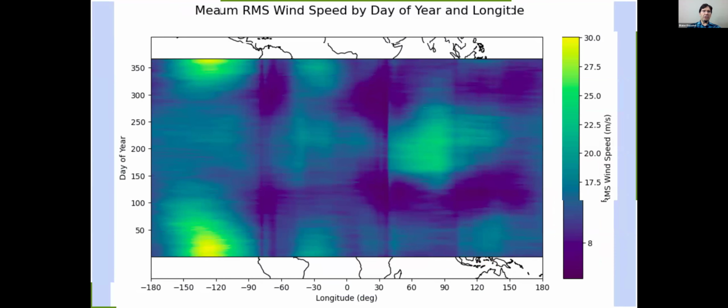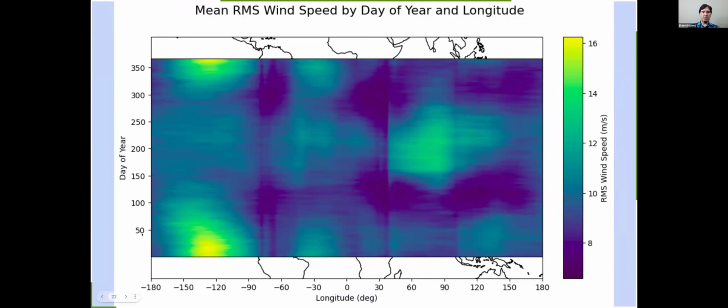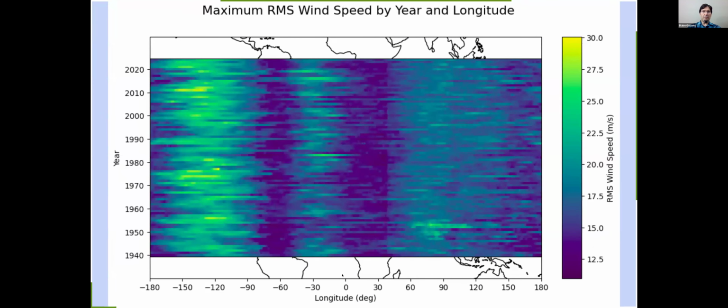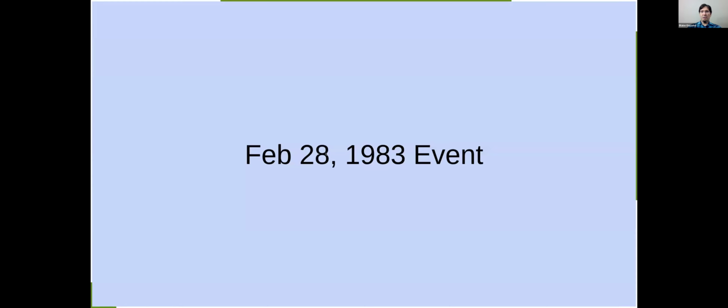There are other studies we can do. We can look at the seasonality of the wind. Pacific has more in the winter. Indian Ocean has more in the summer. We can look at how different years compare. So there's definitely some outliers, maybe up here in the Pacific, down here in the Indian Ocean, and then this event in 1983 that I looked at a little bit more.